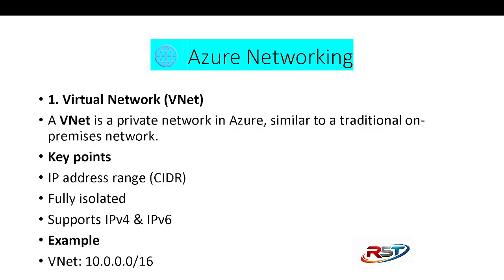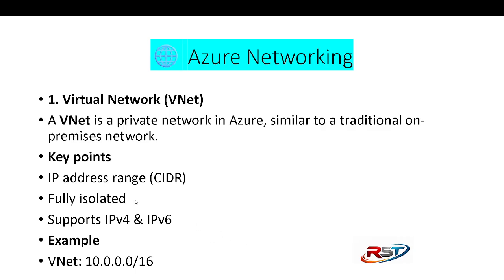And okay, Azure networking. First one is virtual network, also called VNet. A VNet is a private network in Azure, similar to a traditional on-premises network. So we have to create one VNet when we are setting up Azure networking. For that VNet we give the address space, and we can use that address space. And we also divide this VNet into subnets as per our requirement, and we use that.